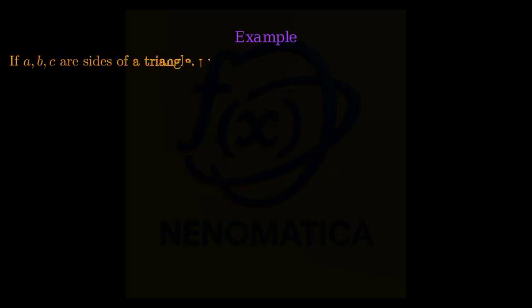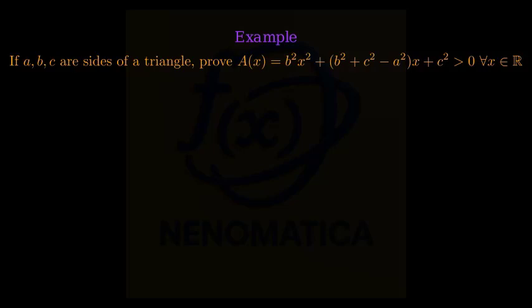Example: if a, b, and c are sides of a triangle, prove that the quadratic expression f of x, which equals b squared x squared plus (b squared plus c squared minus a squared) times x plus c squared, is always positive for all real x.